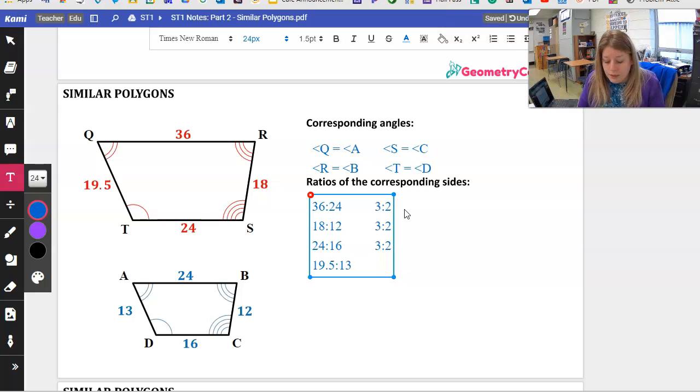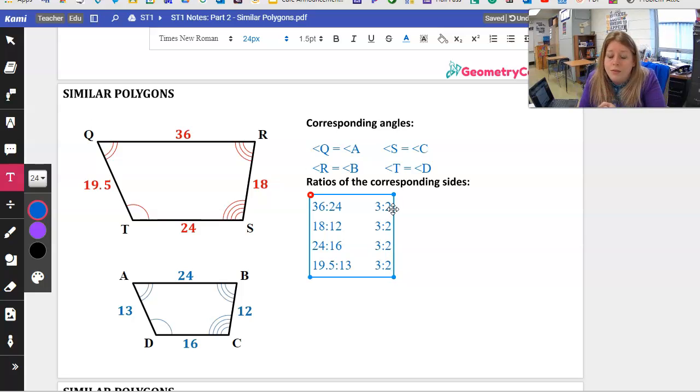So if I divide 19.5 by 3, I get 6.5. And if I divide 13 by 2, I get 6.5. So this is also a 3 to 2 relationship. I'm actually dividing both of those by 6.5, because 19.5 divided by 6.5 is 3. That's kind of a weird one because we don't have to do that with decimals. But you can see that they're all in the same ratio.